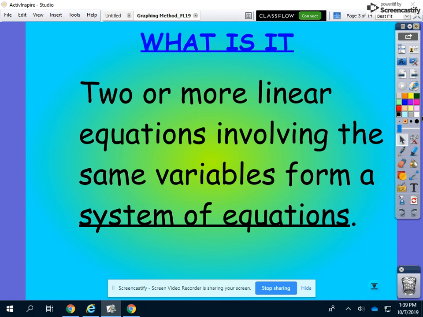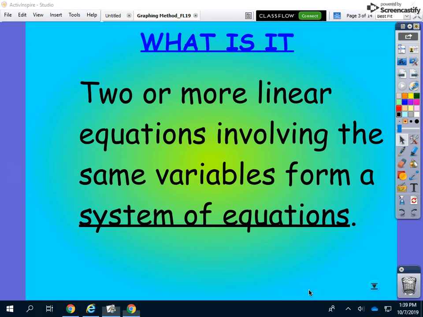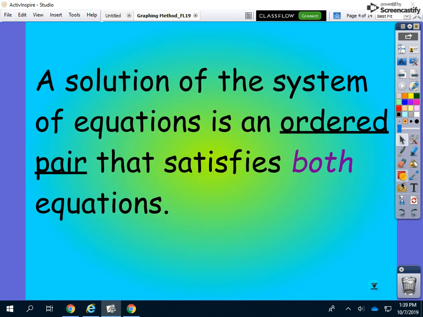A system of equations is two or more linear equations involving the same variables, and that is how you form a system of equations. Now to determine how you get your solution. A solution of the system of equations is an ordered pair that satisfies not only one equation, but actually both equations.